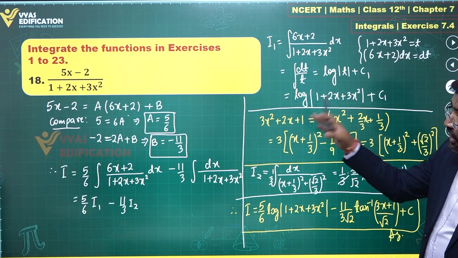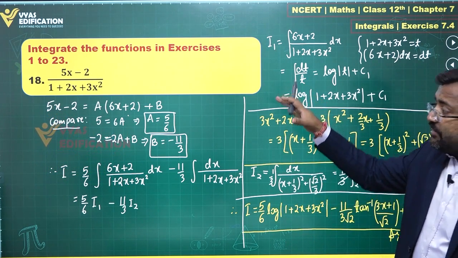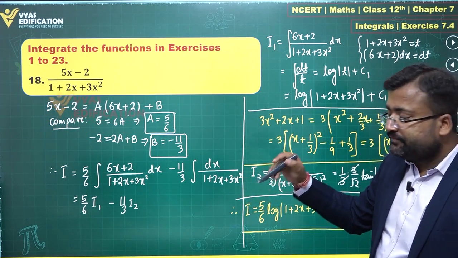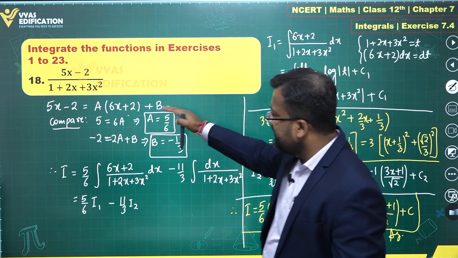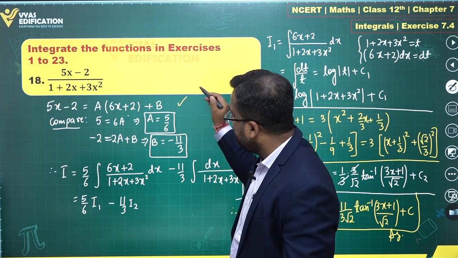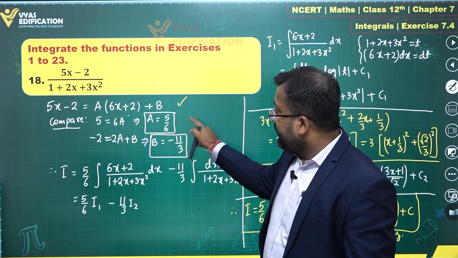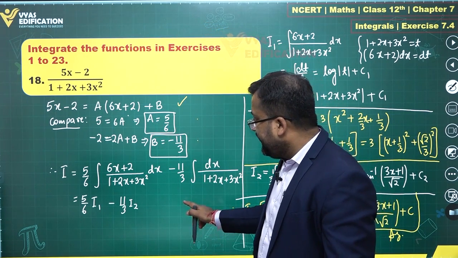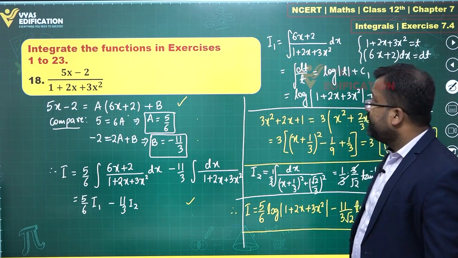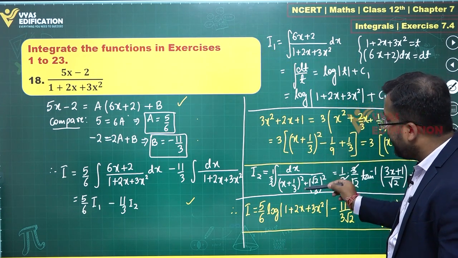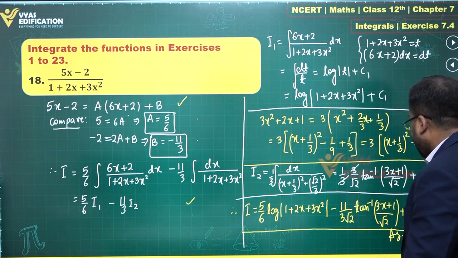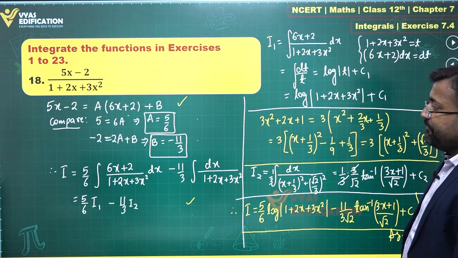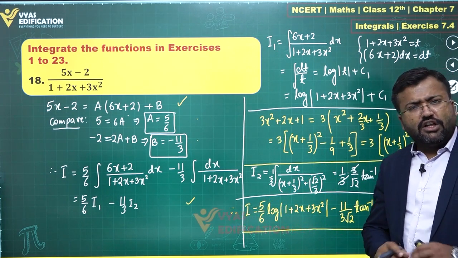Now, in all such questions of linear upon quadratic, linear upon root quadratic form, you'll have to follow similar steps. First you write this expression. You find the values of a and b by comparing the coefficients. You write in terms of two integrals I1 and I2. Then you solve I1, you solve I2, and write the final I in terms of I1 and I2 there. Right? That's the approach that you'll follow in all such questions.